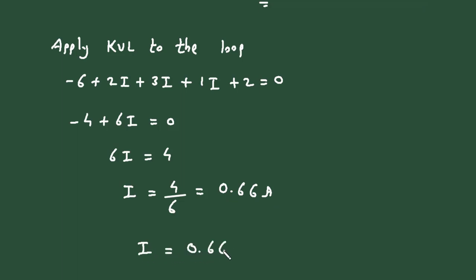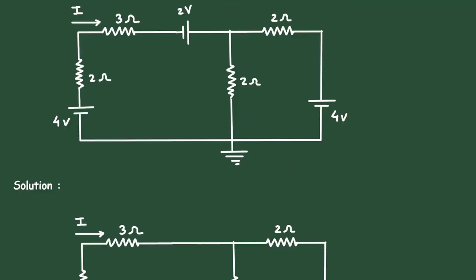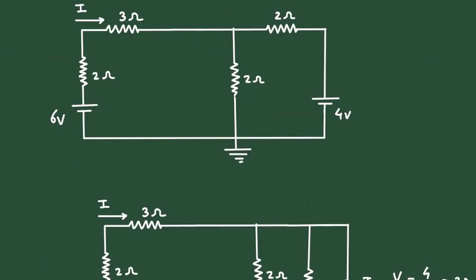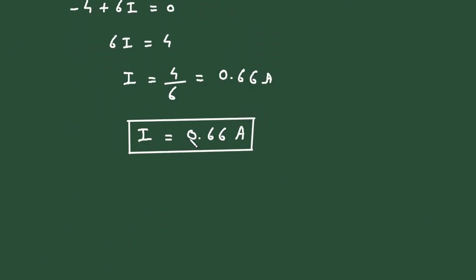Therefore, I is equal to 0.66 ampere. What we have to find in this question? We have to find, using source transformation, the current in the 3 ohm resistor. So here we have to find this current I, and the value of current I is equal to 0.66 ampere.